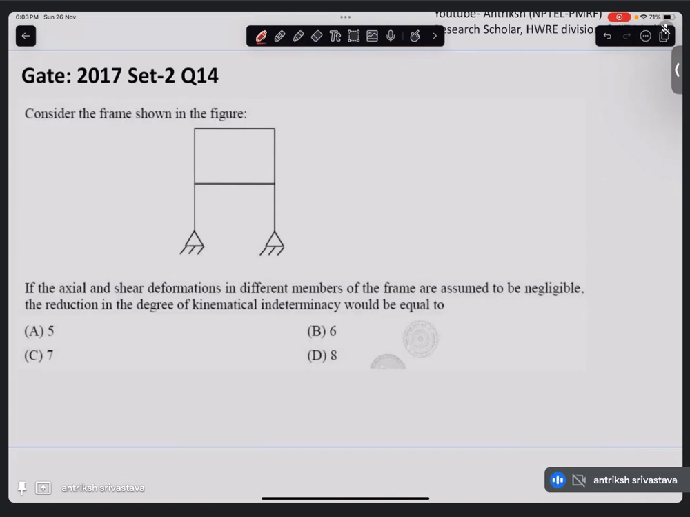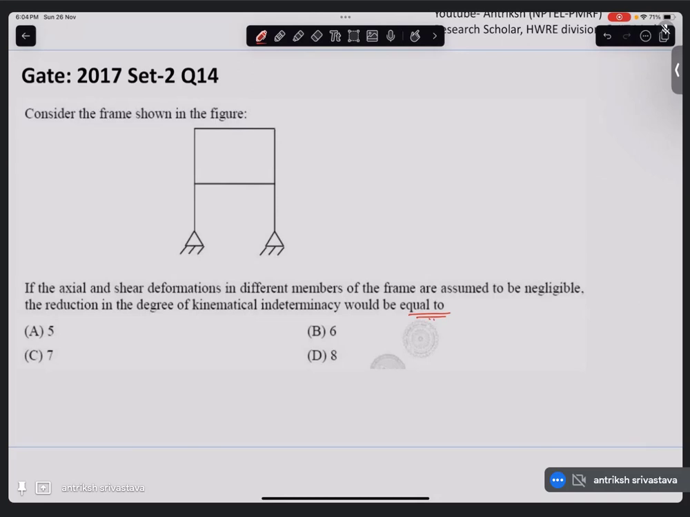Consider the frame shown in figure. If the axial and shear deformation in different members of the frame are assumed to be negligible, the reduction in degree of kinematic indeterminacy would be. So basically, kinematic indeterminacy tries to tell us how many different number of ways in which a joint can move, right? Collectively in a structure, how many different number of ways a joint can move.